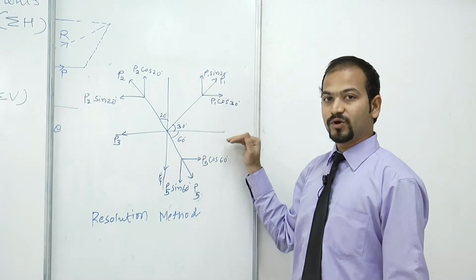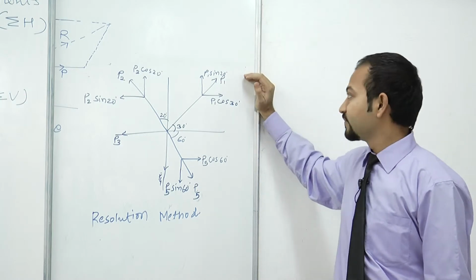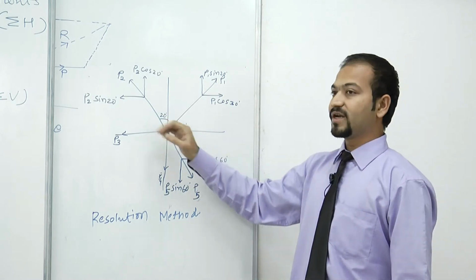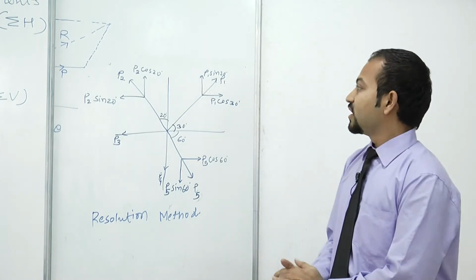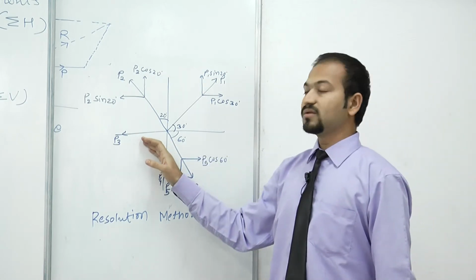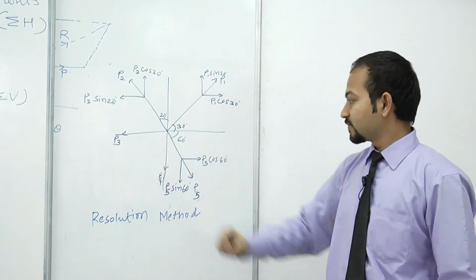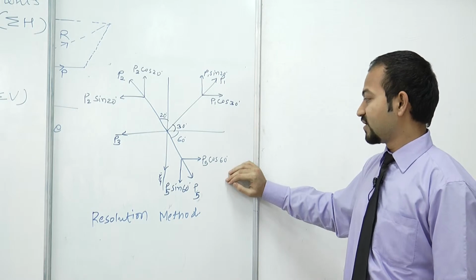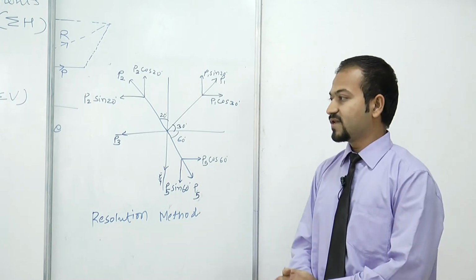P1 makes a 30 degree angle with the horizontal line, so its horizontal component is cos and vertical component is sin: P1 cos 30 and P1 sin 30. P2 makes a 20 degree angle with the vertical line, so its vertical component is cos and horizontal component is sin: P2 cos 20 and P2 sin 20. P3 need not be divided because it is already a horizontal force. P4 is a vertical force and P5 is inclined, so we divide it into two components, P5 cos 60 and P5 sin 60.